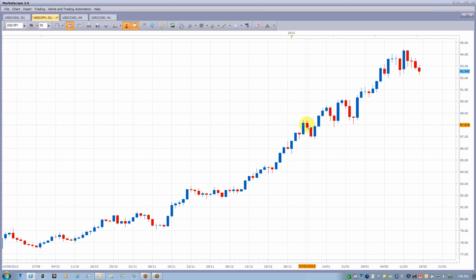Whereas here, big push down and the buyers took over. 2 corrections, push up. 3 corrections with a doji, which is a little bit different, push up by the buyers. So what's the difference between those 3 then? 1, 2, 3, 4, and there's the 5th one.